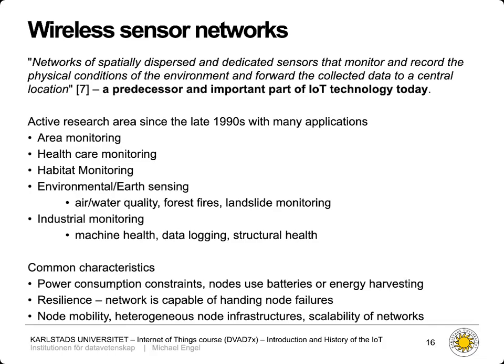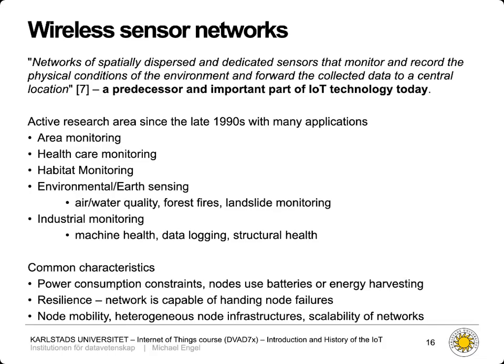Another important area which is closely related to the IoT are wireless sensor networks. So wireless sensor networks are defined as networks of spatially dispersed and dedicated sensors that monitor and record the physical conditions of the environment and forward the collected data to a central location. So essentially, that means it's today maybe considered a part of the functionality of IoT. So we have sensors distributed somewhere that communicate wirelessly and then communicate with some sort of centralized infrastructure.